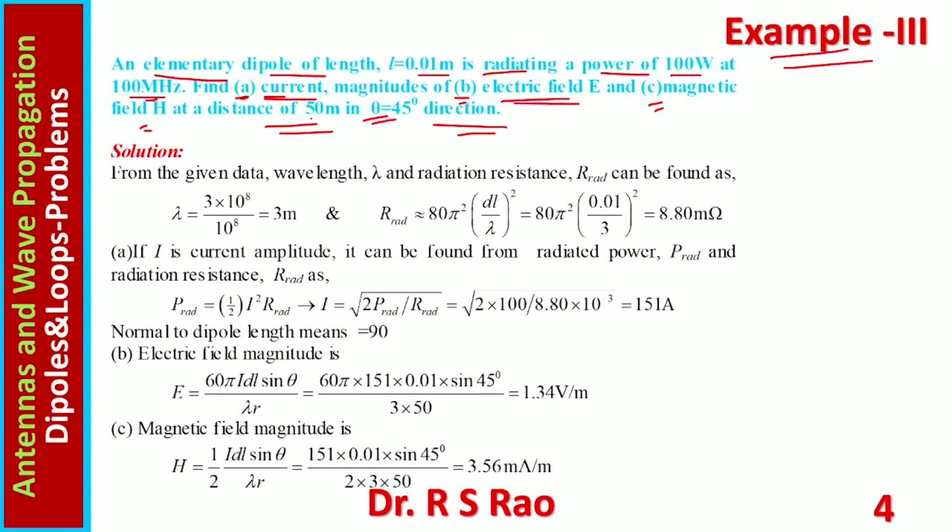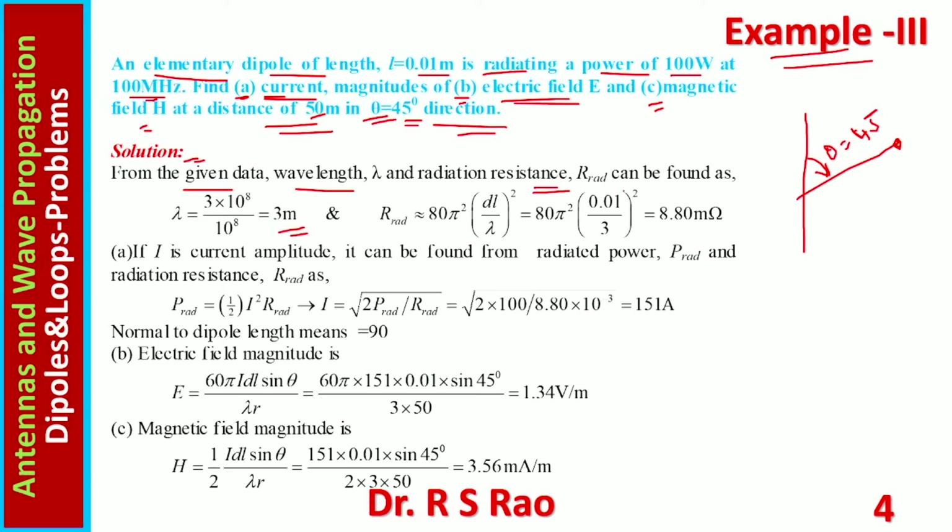a distance of 50 meters at a direction given by theta equal to 45 degrees. 45 means this is theta, 45. Here in this direction at a distance of 50 meters, we are asked to find current and fields. Solution. From the given data, wavelength can be determined. It turns out to be 3 meters.